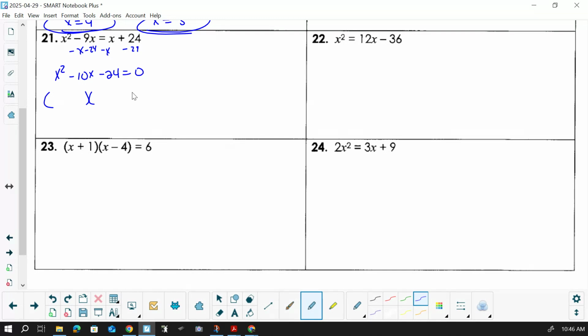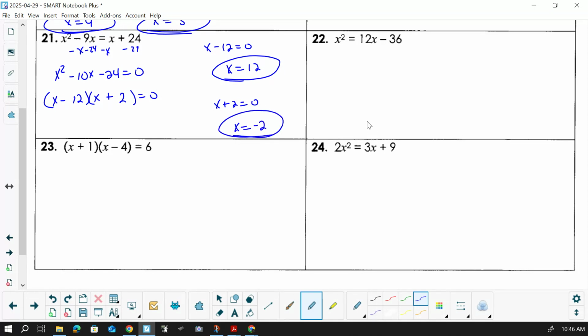And we need to factor it. So we get x, 24. I could do 12 and 2, I think, because 12 minus 2 is 10. Yeah, let's do that. 12 and 2, different signs. We'll make this the negative, this is the positive. So x minus 12 equals 0, so x equals 12 is one answer. x plus 2 equals 0. Subtract 2, we get x equals negative 2. There's our other answer.